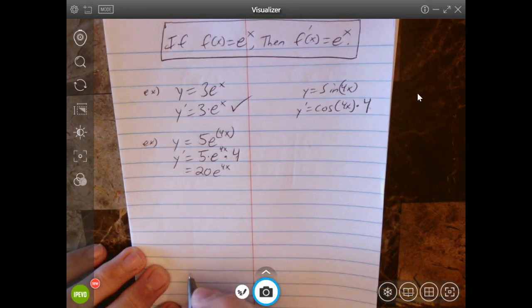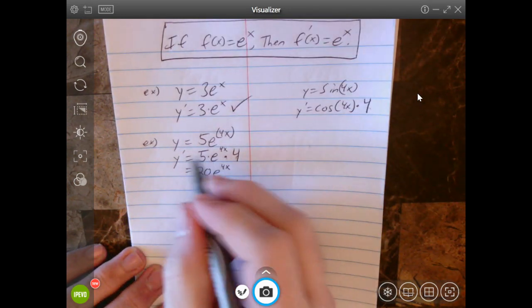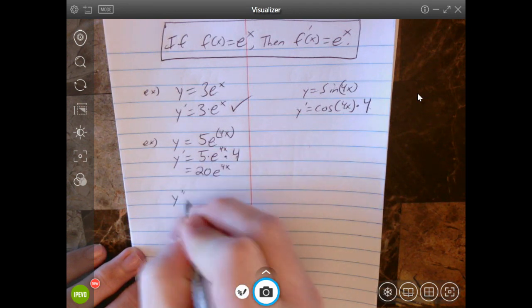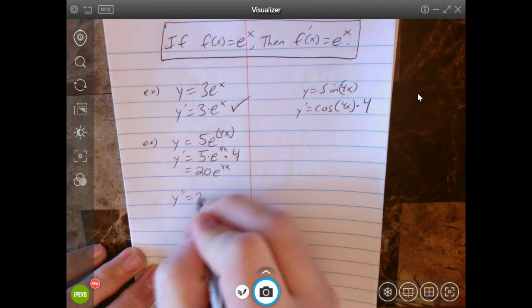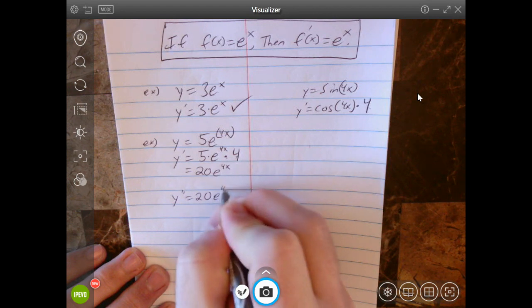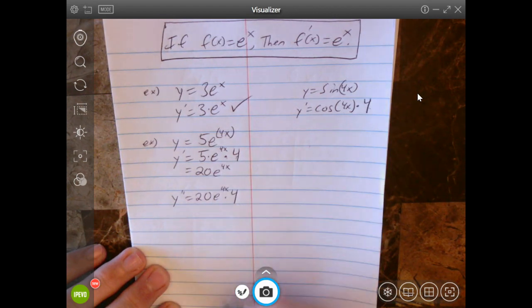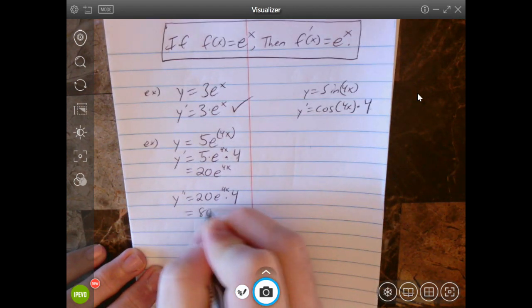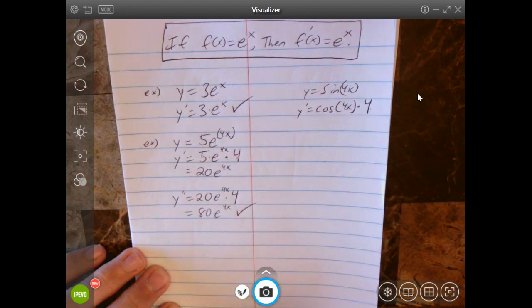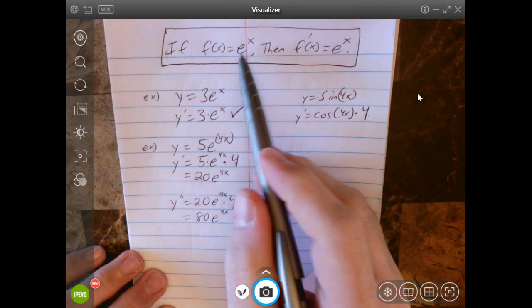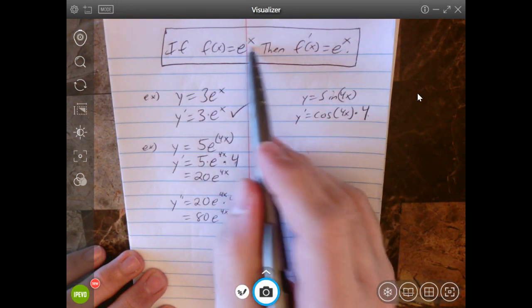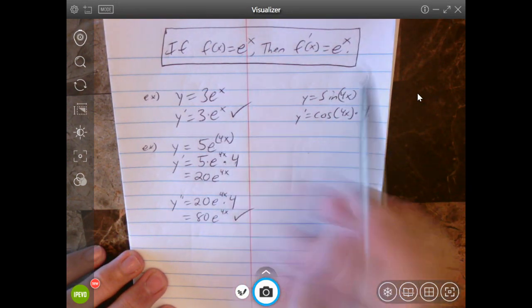We could even take a second derivative. It's just the same concept, rinse and repeat. If I wanted the second derivative here, I would do the exact same thing: 20e to the thing times the derivative of the thing, and that would be 80e to the 4x. And that would be good too. Okay, so just got to remember, the derivative of e to the x is e to the x. But if it's not simply an x, you're going to need a chain rule kicker.